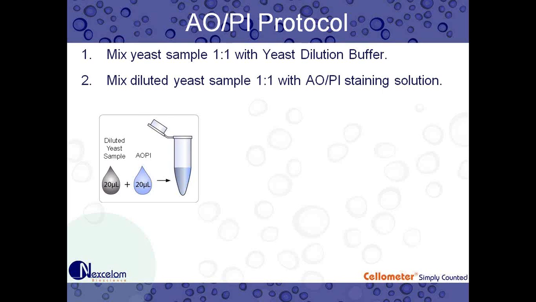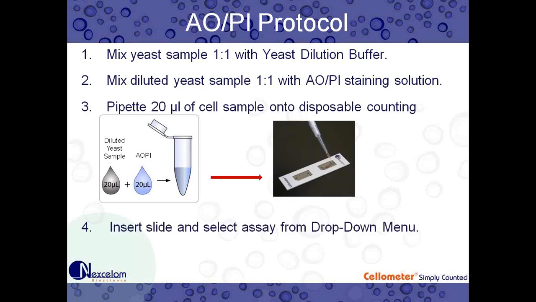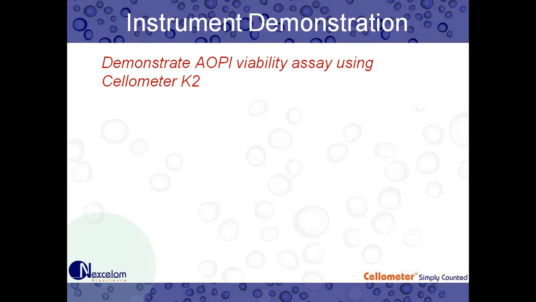Next, we mix the diluted yeast sample with the AOPI staining solution, which is optimized for yeast cells in that kit. And we mix that, again, at a 1-to-1 ratio. So we can take 20 microliters of diluted yeast, mix it with 20 microliters of the AOPI solution. We pipette 20 microliters of that onto our disposable counting chamber, insert the slide, select our assay from the drop-down menu, and count and acquire our results.